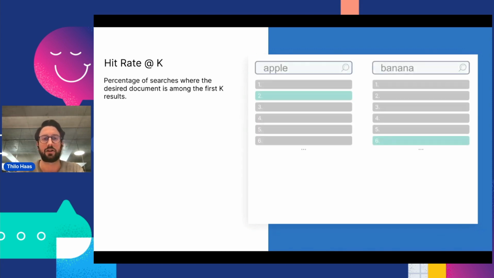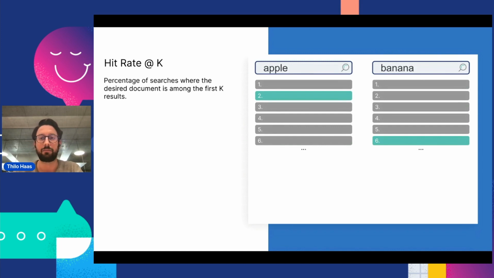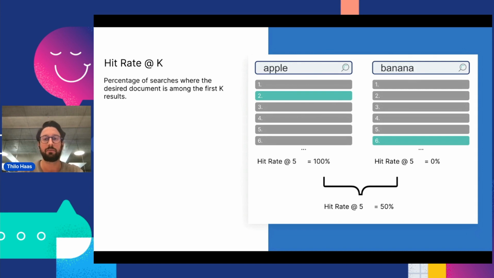So let's look at an example. If one user searches for apple and another one for banana. For apple, the desired result is in second place, whereas for banana, it's in sixth place. In this example, the hit rate at 5 for apple would be 100%, and for banana would be 0, because it isn't listed within the first 5 results. If we combine those measures, we get the overall hit rate at 5 for our search engine, which in this case would be 50%. So this is now our key metric of the search engine, which we can try to further improve.